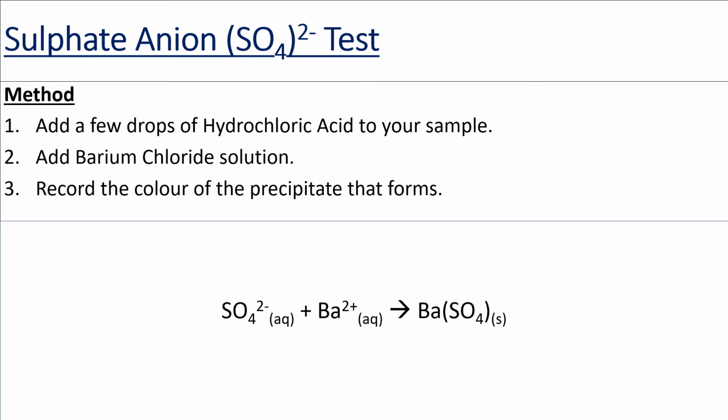And here's the reaction for that. Again, ionic equation. So we've got our aqueous sulfate ion combines with our aqueous barium ion to form a white insoluble solid of barium sulfate.